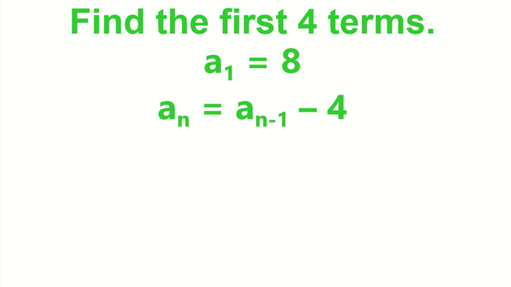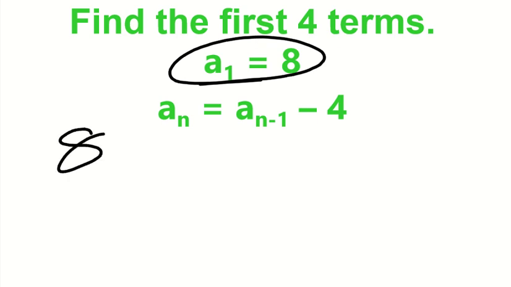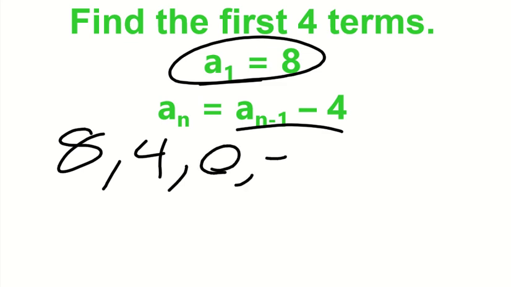8, 4, 0, and -4. 8, 4, 0, -4 is correct. First term gives it to you. Then it tells you what we're doing. We're doing that term minus 4. So 8 minus 4 is 4. We put the 4 in. 4 minus 4, 0. 0 minus 4, -4. We got -8, -12. Keep going down by 4. Okay?